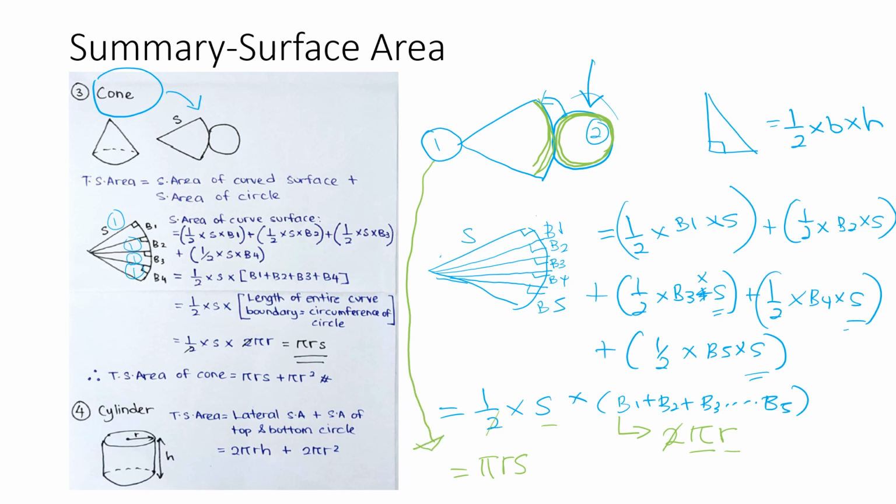How about the second part? The second part is a circle. The surface area of a circle is very easy, pi r square. So the second part is pi r square, and the first part is pi r s. So the surface area of a cone is pi r s plus pi r square. This is the formula to find the surface area of a cone.